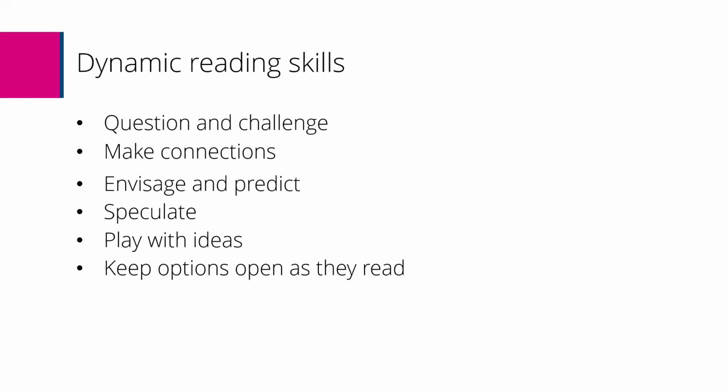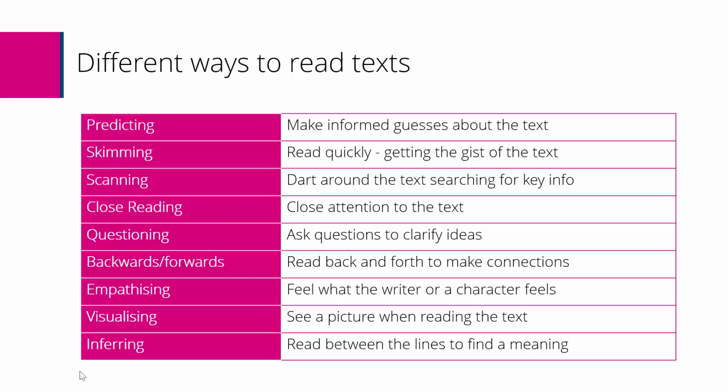So thinking about different ways of reading text. We've got all those ideas down the left-hand side: predicting, skimming, scanning, close reading, questioning, backwards, forwards, empathizing, visualizing, inferring. And of course, inference is something that they really need to be able to do. And if you're teaching English literature as well, of course, that's definitely a skill that they'll need.